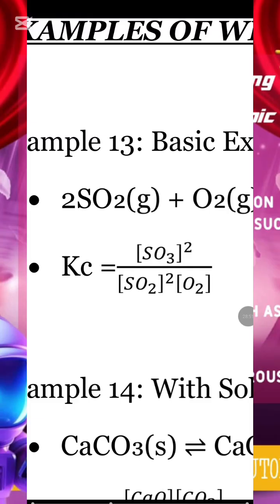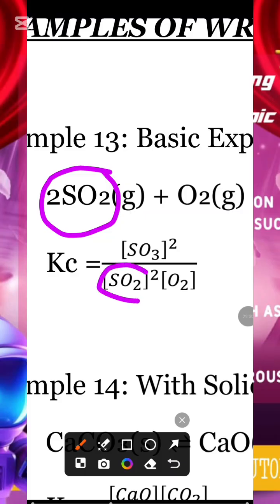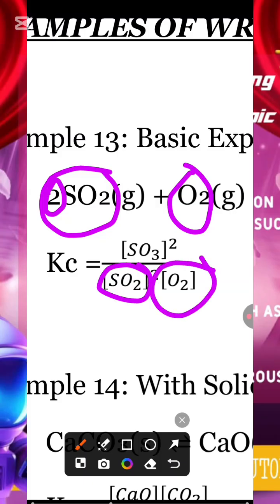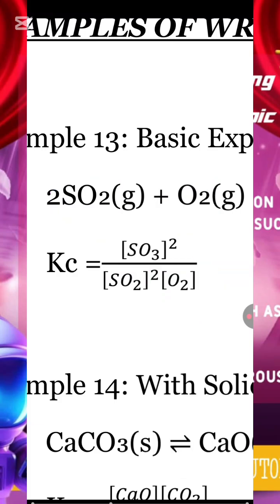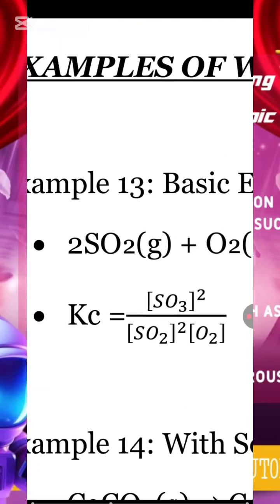Now take a look at the reactant. I'm done with the product. The reactant goes to the denominator, right? Yes. This is the first reactant, SO2, so I put SO2 in a bracket and raise it to the power of its coefficient, that's 2. The second reactant is oxygen, so I put oxygen in a bracket. Of course there is an invisible 1 behind it. I can choose to raise it to the power of 1, or leave it like that, but it's always better to leave it, because raising to the power of 1 means the same thing. So this is how to write the equilibrium constant for a chemical reaction.